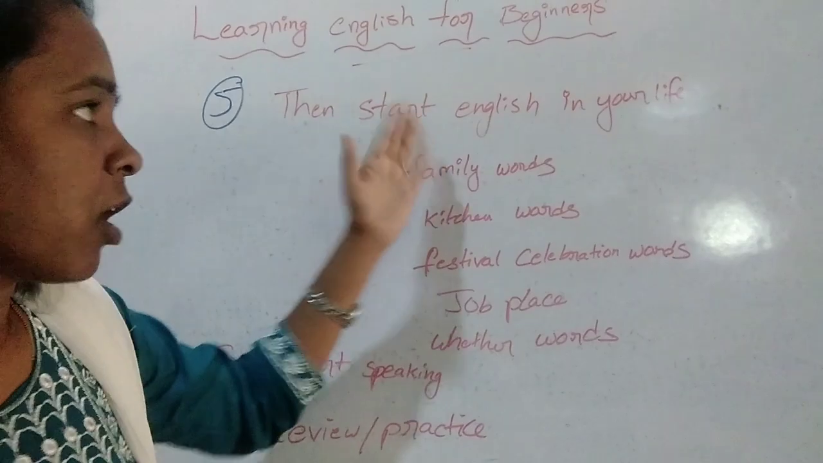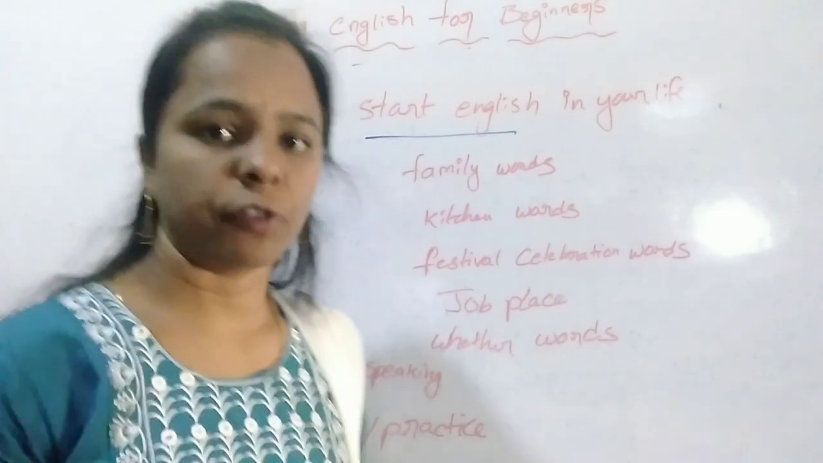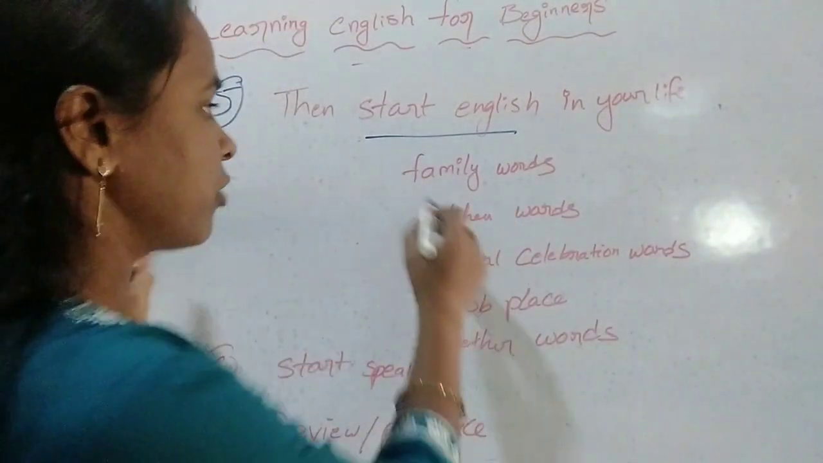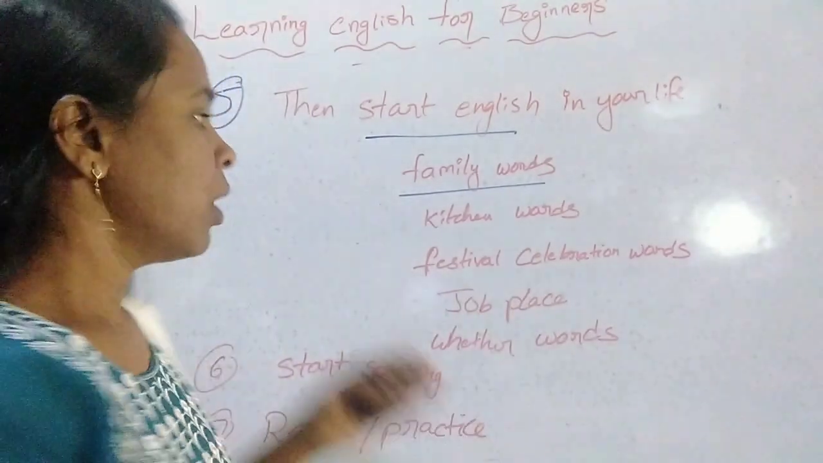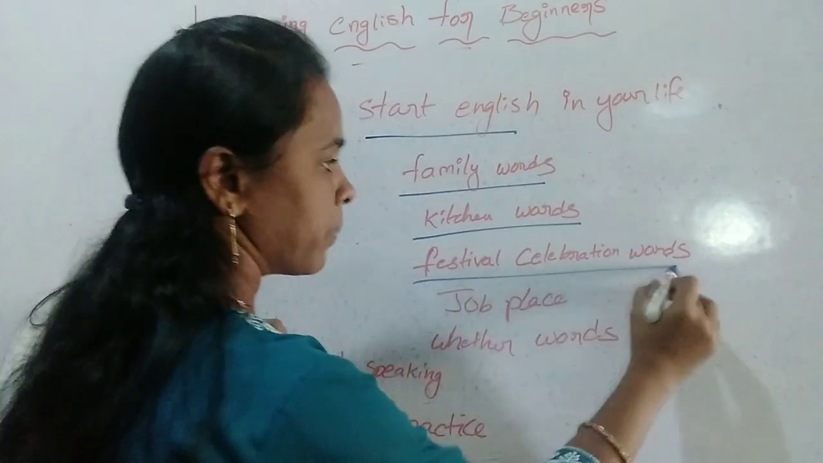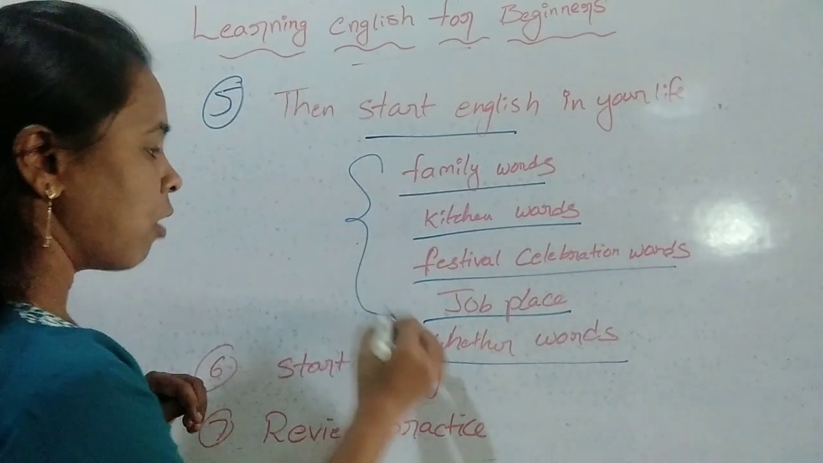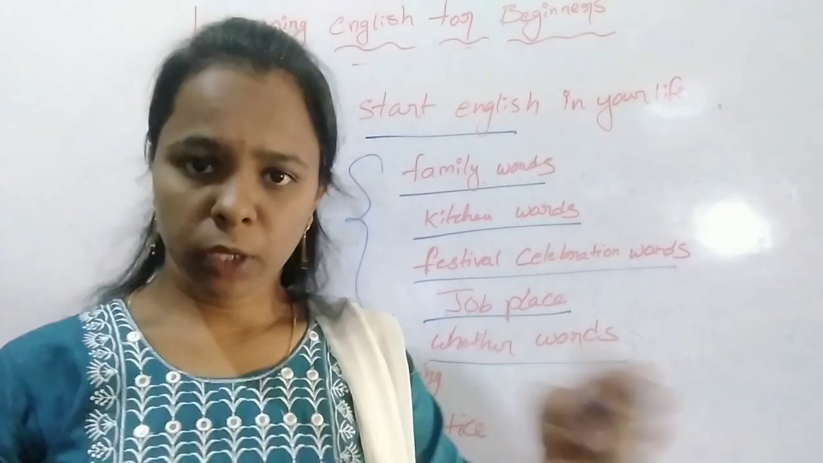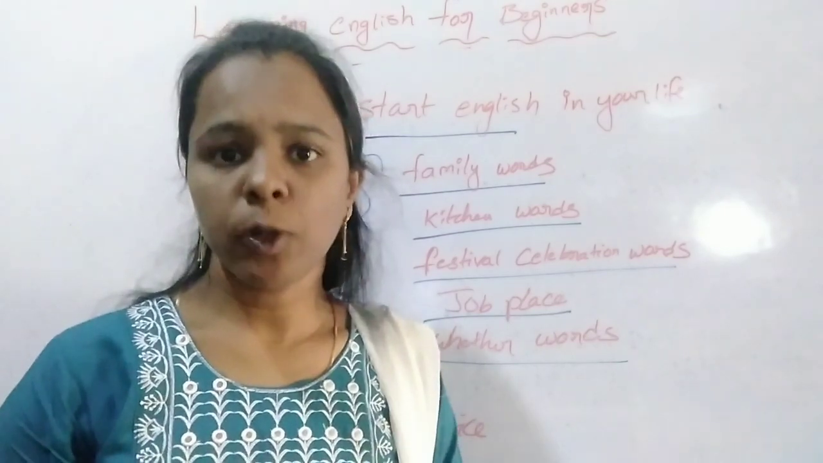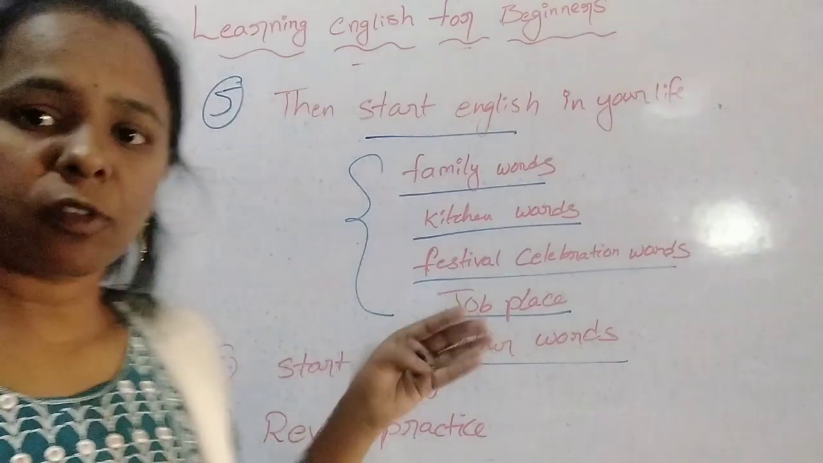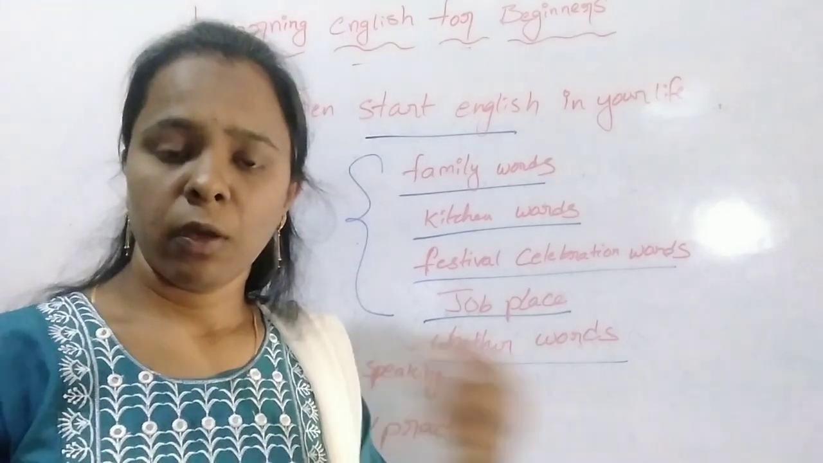Fifth one is then start English in your life. You have to start learning. You have to follow the simple words. You need to know the simple words, at least family words, family relations words, to converse with your friends, or kitchen words, festival celebration words, or job place words, weather words. At least you need to know all the words. For example, when you are in the kitchen, you don't know the words. Is it possible to talk with anyone? So you have to make sentences. You need to know the kitchen words, so that you can easily talk with anyone in English.